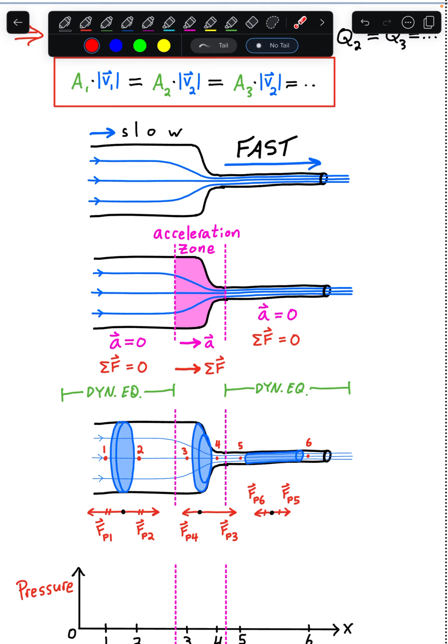Ignoring gravity here, supposing everything is just moving horizontally, then the forces on this fluid element are going to come from the pressure in the fluid surrounding it. So point one is the fluid behind that fluid element, which will be pushing with its pressure force to the right. Then point two is the fluid in front of that fluid element with its pressure pushing back on that fluid element to the left.